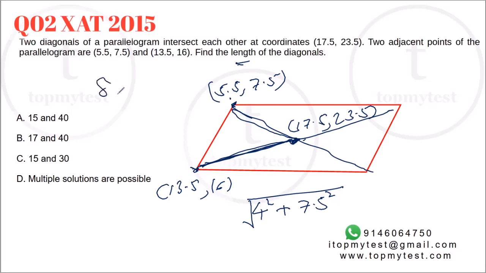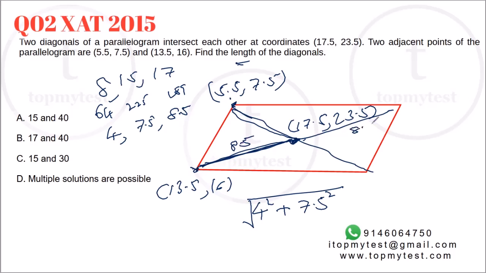Now 8, 15, 17 is a right angle triangle. 64, 225, 289. So if I take half of it, this will be 4, 7.5, 8.5. So this point will be 8.5, and this will be another 8.5. So the full diagonal length will be 17. So 17 is this. I can probably mark this. Now multiple answers will not be possible.